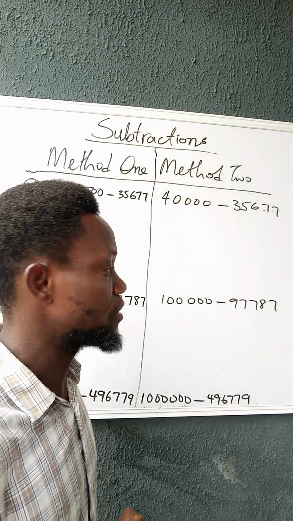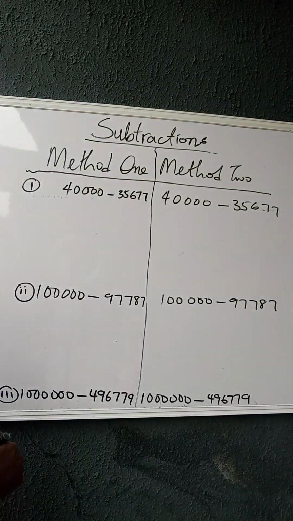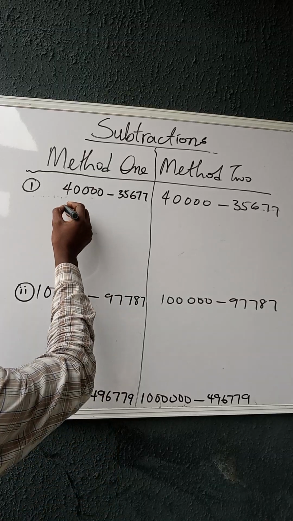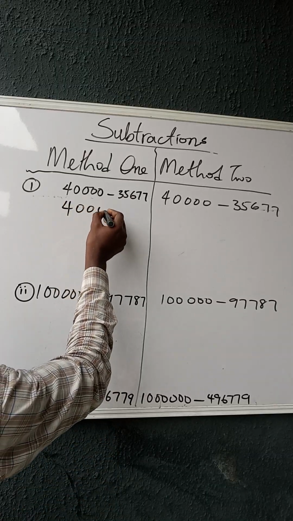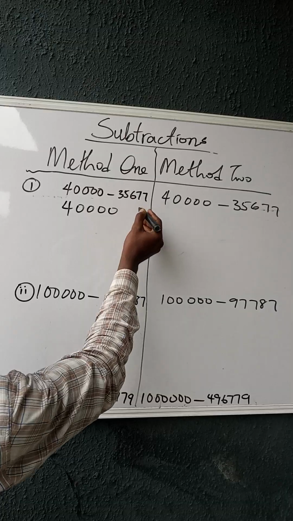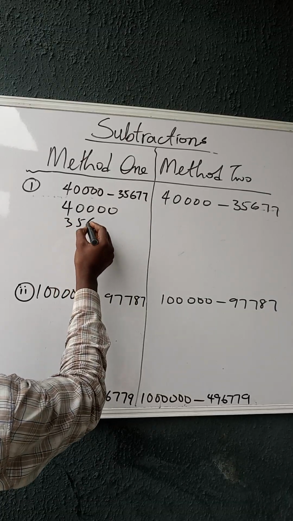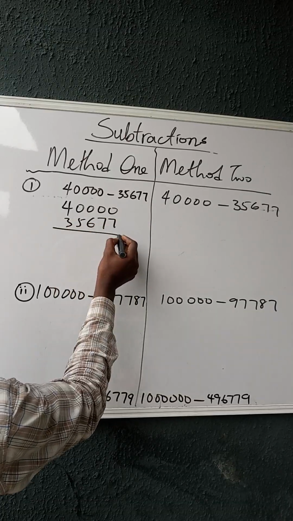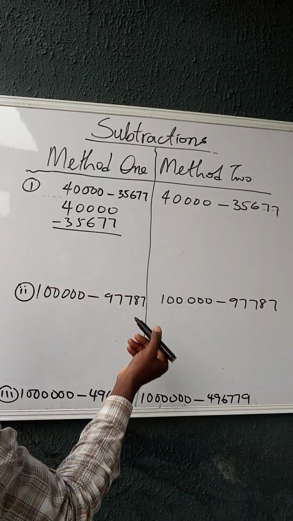This is subtraction using two methods. Now the first method is the normal method, which is the conventional method we are used to. 40,000 taking away 35,677. Yes, here we are going to be borrowing.